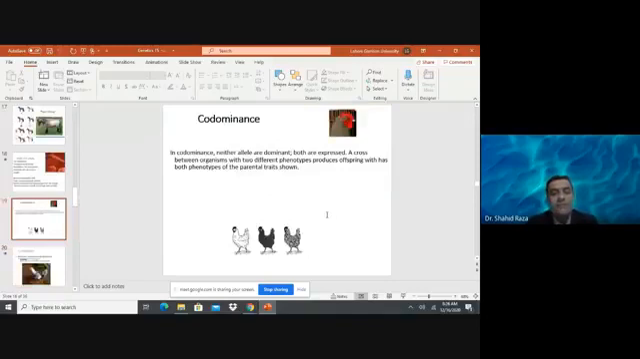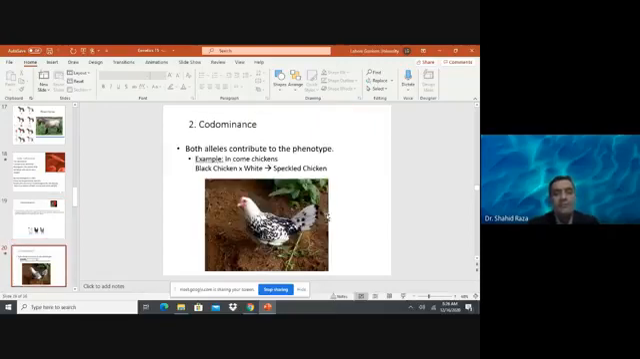codominance. In codominance, neither allele is dominant, and both are expressed. A cross between organisms with two different phenotypes produces offspring that show both phenotypes of the parental traits. So we can see here both alleles contribute to the phenotype. For example, in some chickens we can see a black chicken, and when you cross it with a white chicken, the result is a speckled chicken. This is a good example of a speckled chicken regarding codominance.